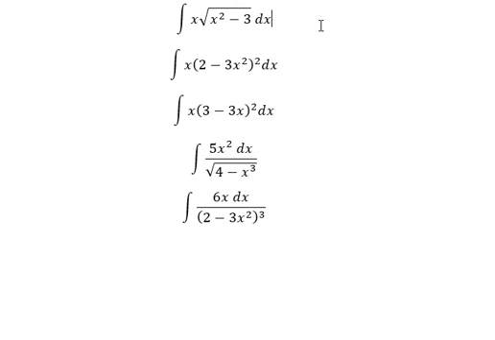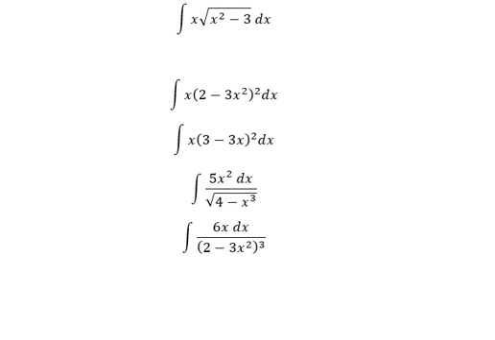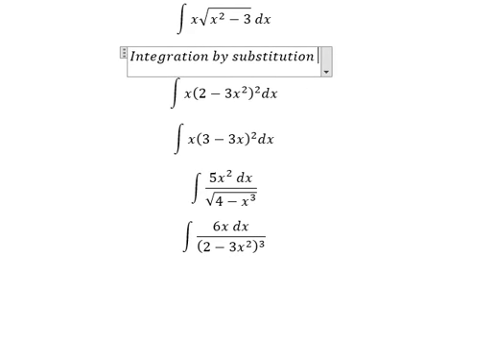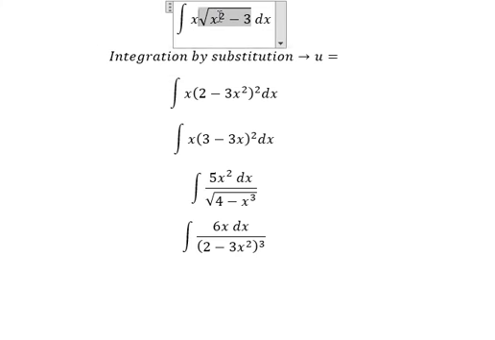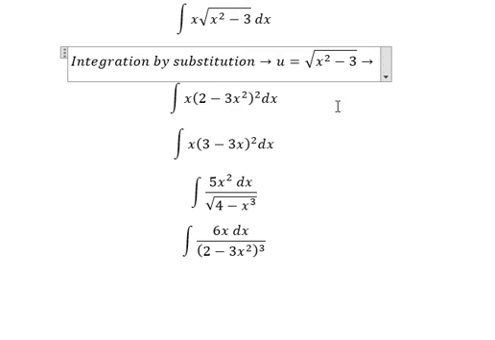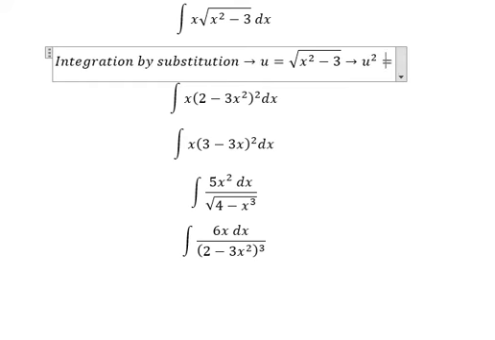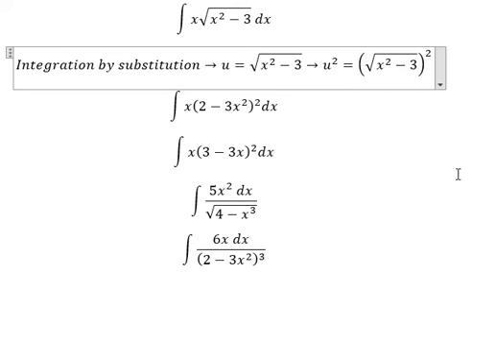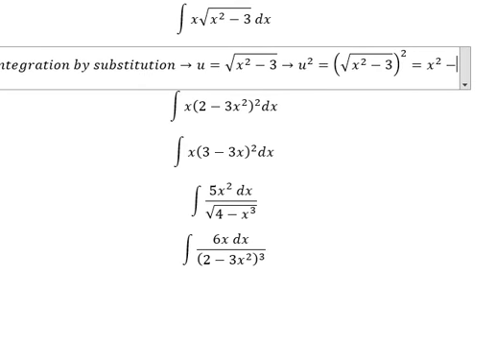Question number 1. We need to use integration by substitution. So I will put u equals the square root. We put the square on both sides so that we can cancel the square root, and we got s squared minus 3.